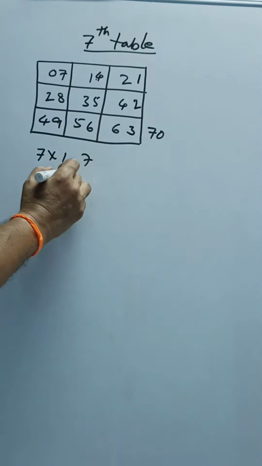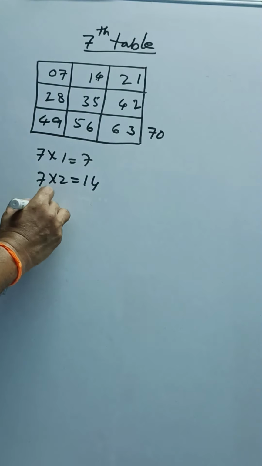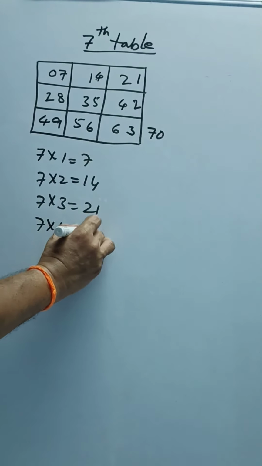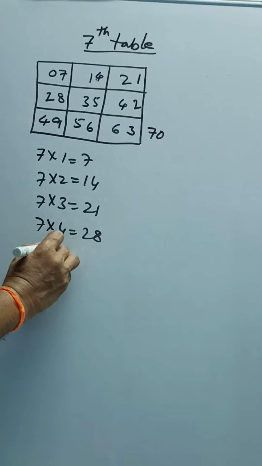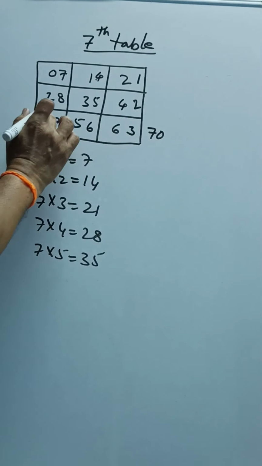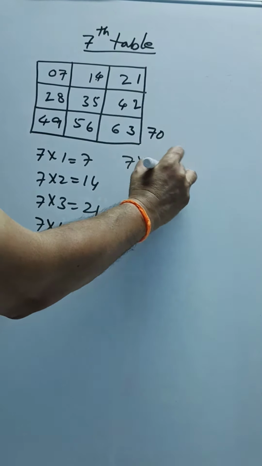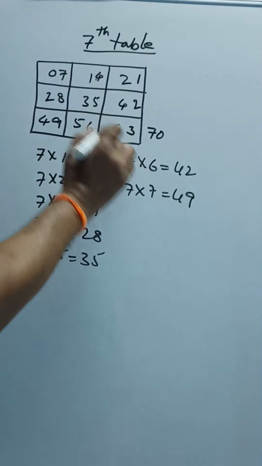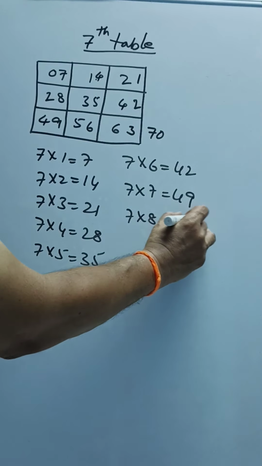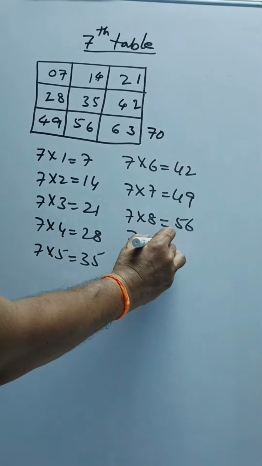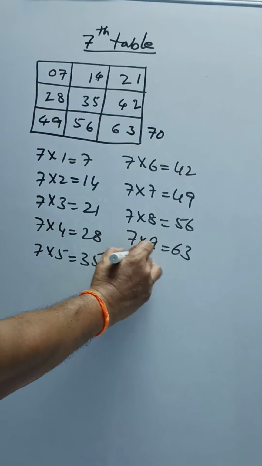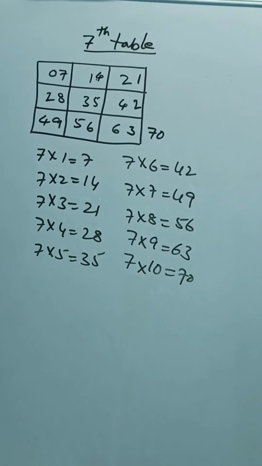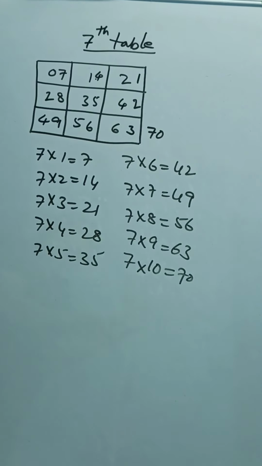So seventh table we will get by 7 ones are 7, 7 twos are 14, 7 threes are 21, 7 fours are 28, 7 fives are 35, 7 sixes are 42, 7 sevens are 49, 7 eights are 56, 7 nines are 63, 7 tens are 70. Seventh table is over. Understand the tables well and master them.